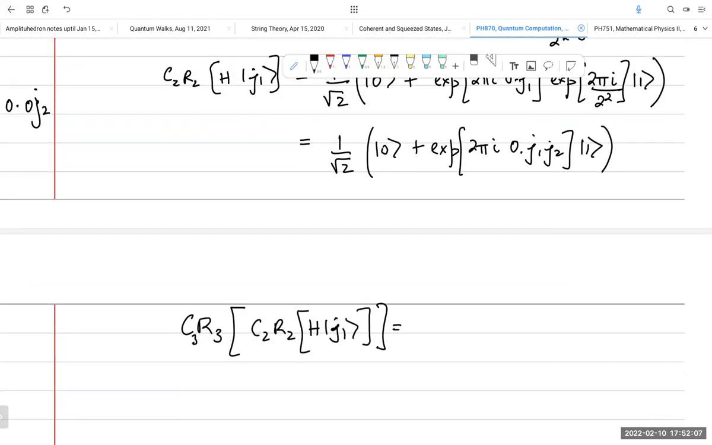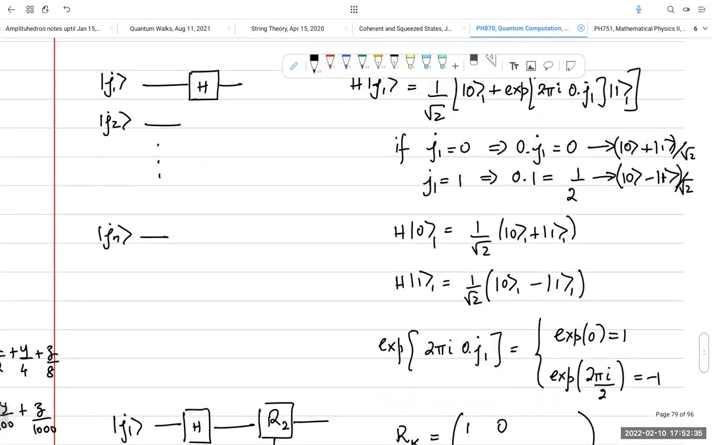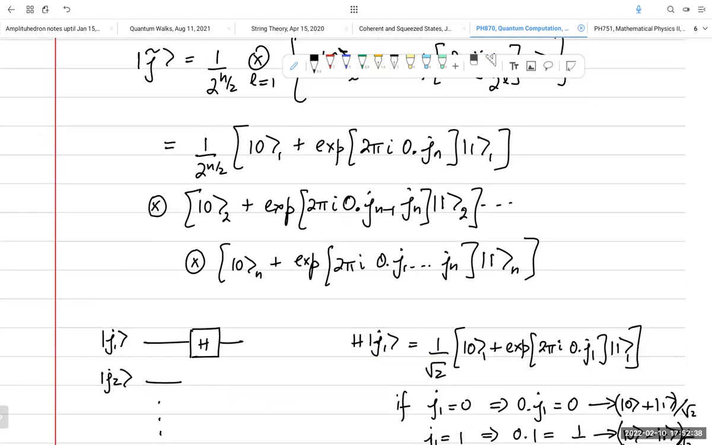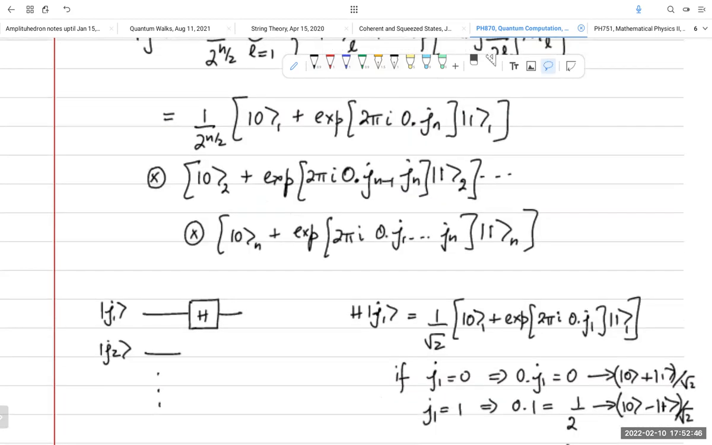What is this going to be? Any guesses? Well, no prize for correct answers. It is exactly 2 pi i 0.j1 j2 j3. I told you this one is a tricky fellow. This Fourier transform, you see that we are getting closer to building up this state. So how do I get this state now? I keep acting with the controlled rotation.